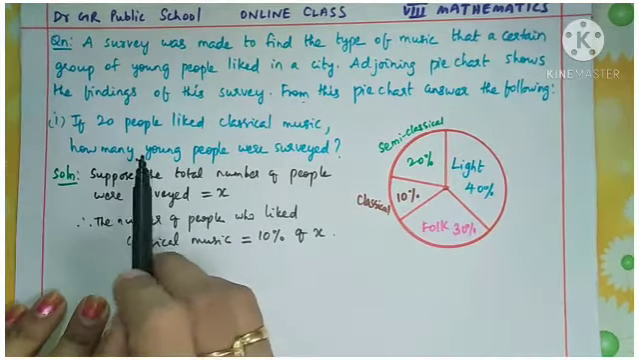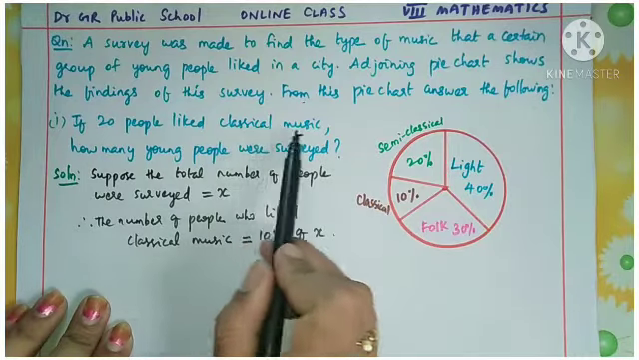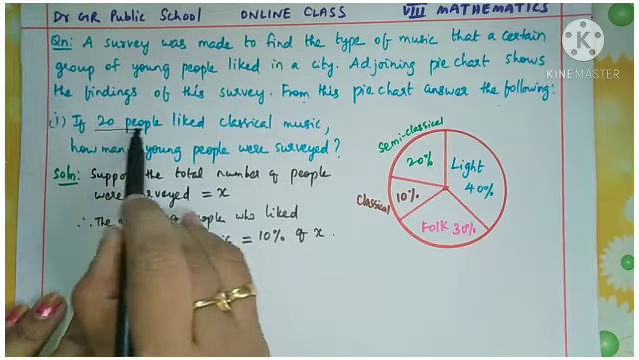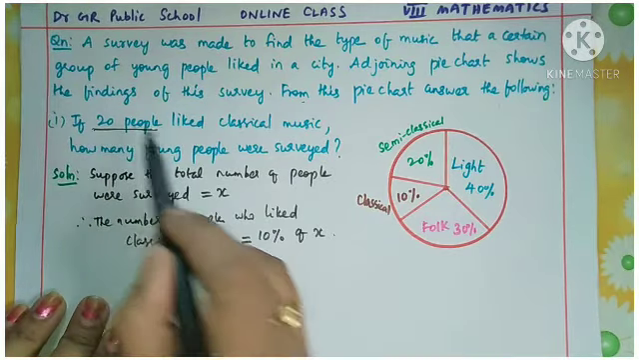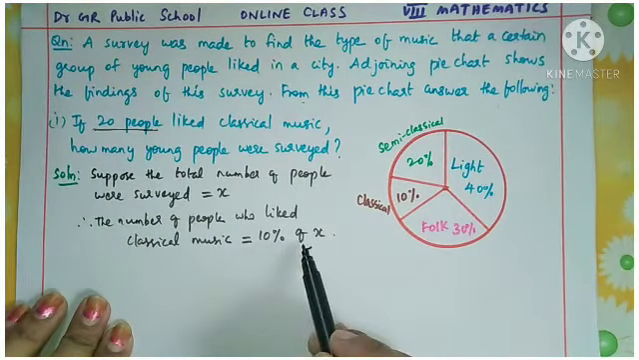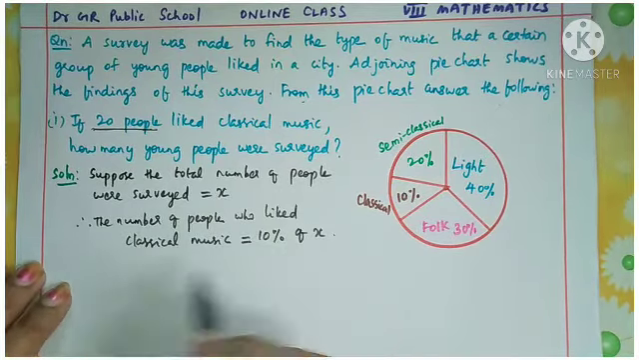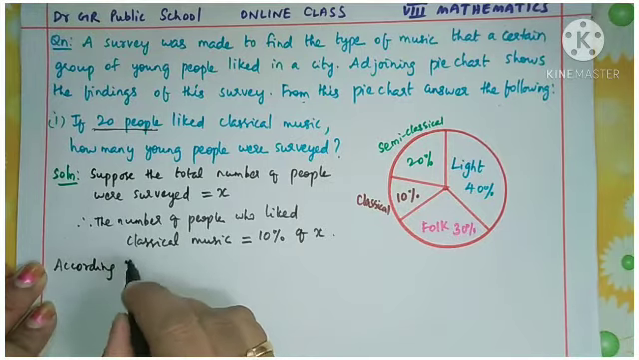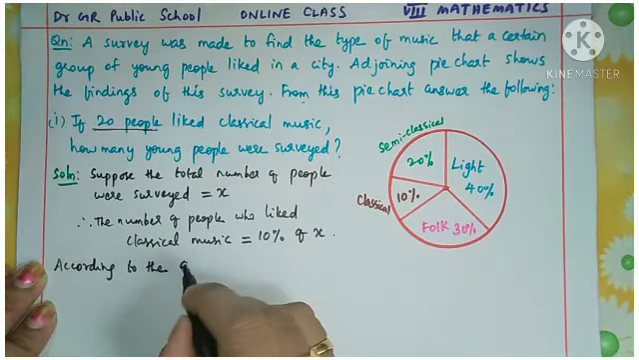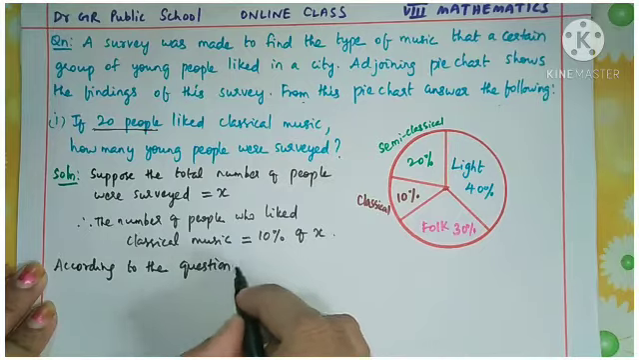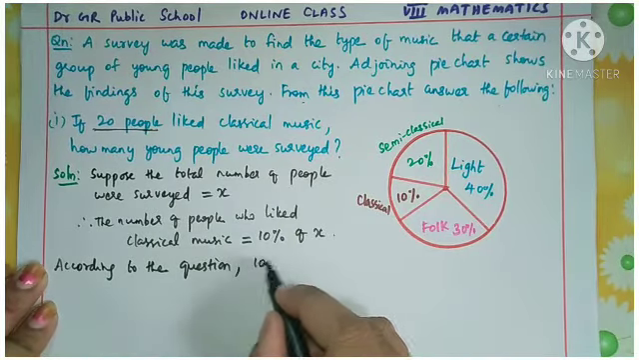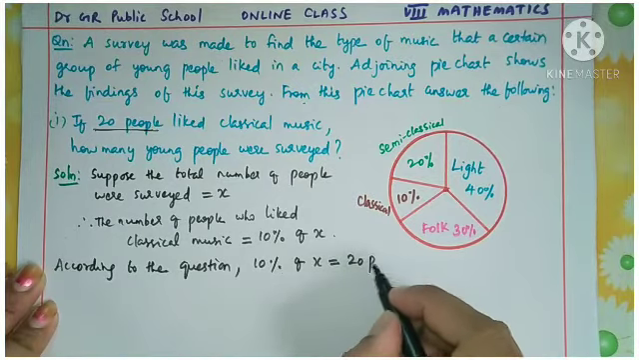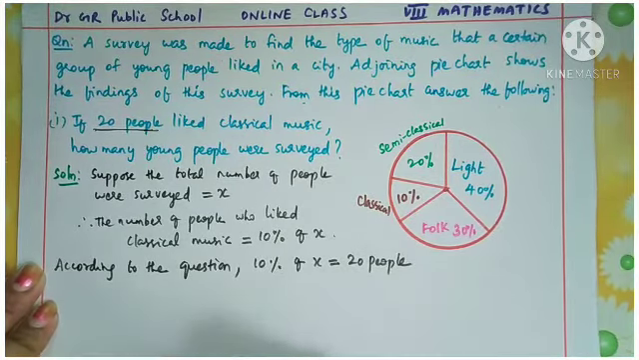Now see the question again. This classical music is liked by how many people is given? 20 people. So this 20 people will be equal to this 10%. So next step we are writing according to the question given. According to this question, this 10% of x is equal to how many people? 20 people.